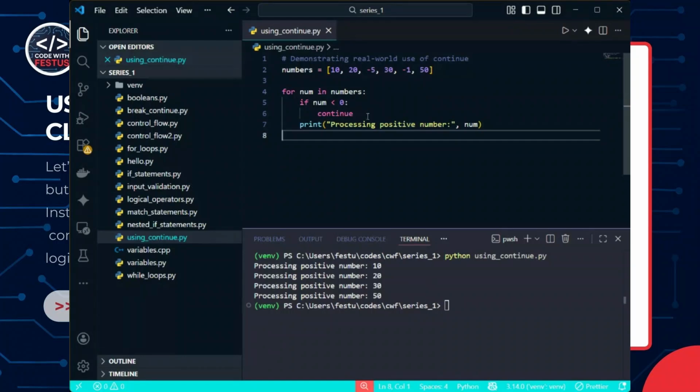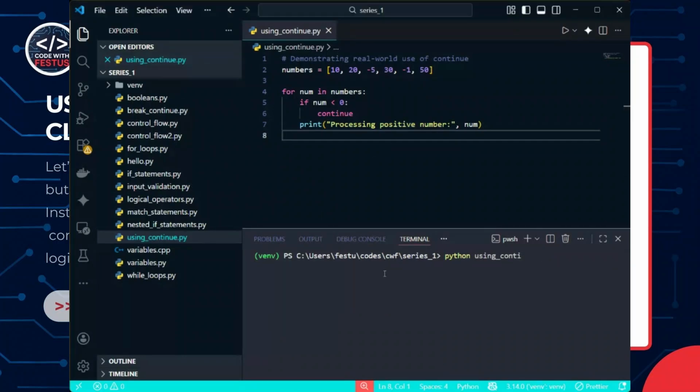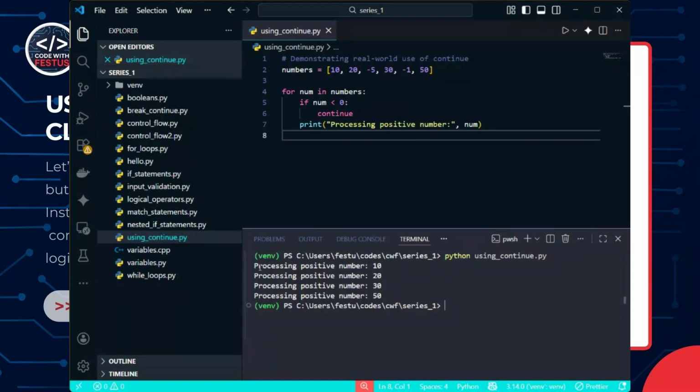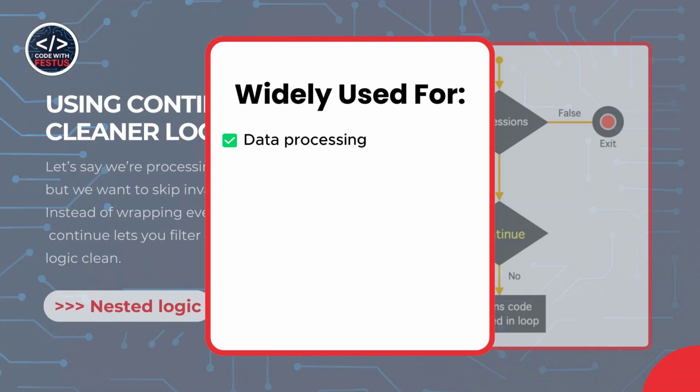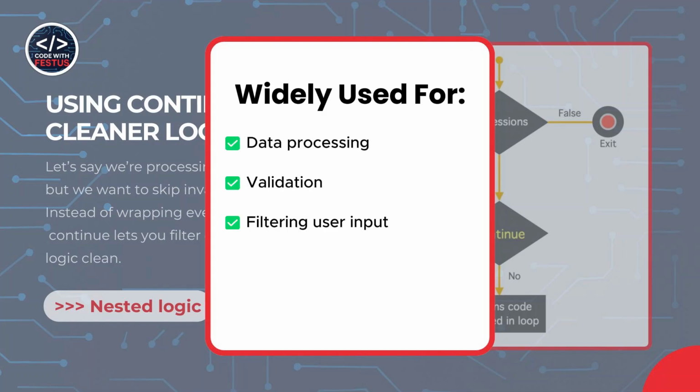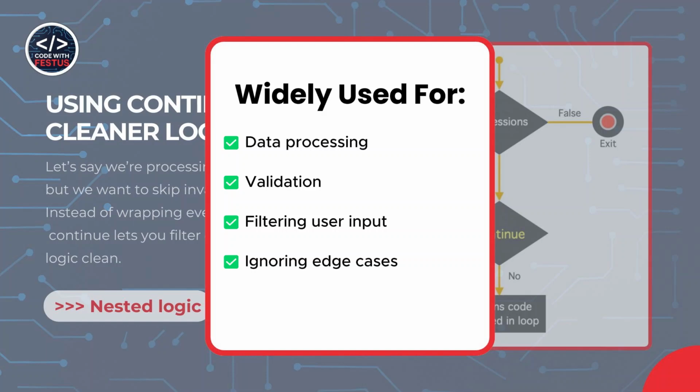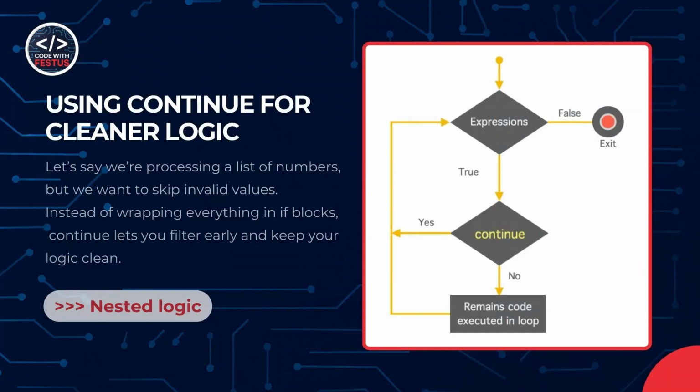What's happening here? Python loops through each number. If the number is negative, we skip the rest of the loop. Python immediately jumps to the next iteration. This is what continue is for. Instead of wrapping everything in if blocks, continue lets you filter early and keep your logic clean. This pattern is extremely common in data processing, validation, filtering user input, ignoring edge cases. Cleaner logic means fewer bugs, better readability, easier maintenance.